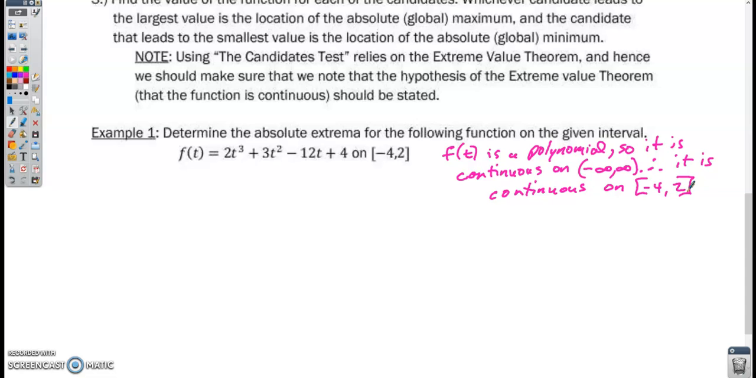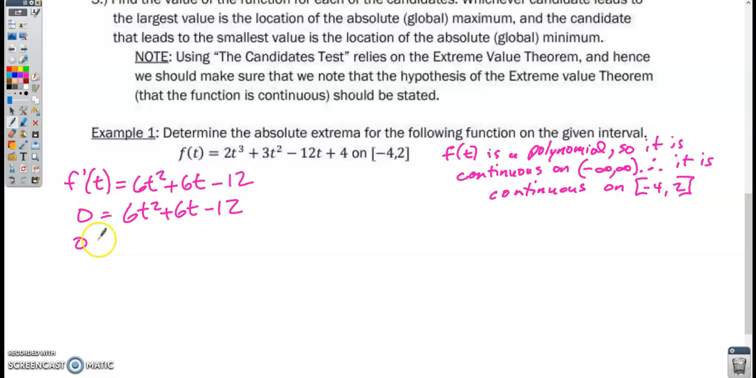So I'm looking for the critical points and the endpoints. We can tell the endpoints from this statement of the interval. I'm looking for any critical points that are in the interval from -4 to 2. So I'm going to find the derivative. That's 6t squared plus 6t minus 12. And I'm going to find the critical points where this is 0 or undefined. Since it's a polynomial, it's never undefined, so I just go ahead and set it equal to 0.